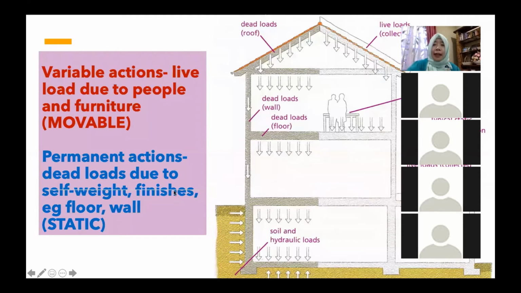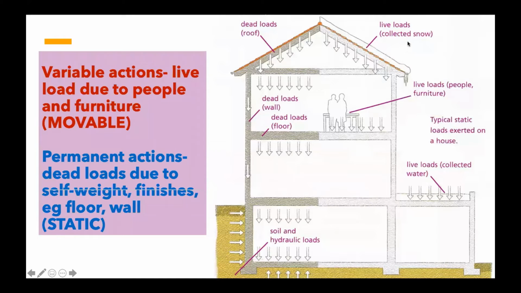Now look at this diagram as well. Variable actions means live load. Last time people called it live loads, but in EC they changed it to variable actions, meaning of a nature that can be moved or is movable in the room, like us, we come and go in a room. Some furniture we can treat as permanent, but if the furniture can be moved and is always moved, it is called variable action.